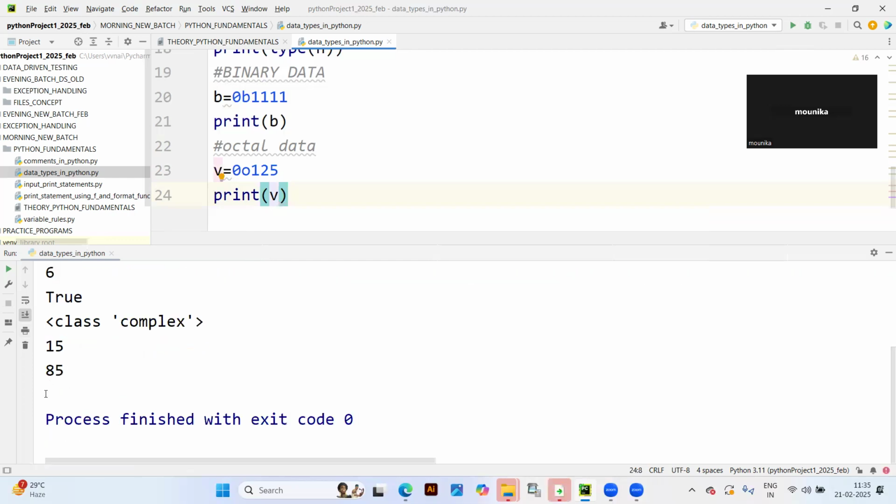85 is the decimal data, which is equivalent to 125. 125 is an octal data, which is equivalent to decimal 85. It is a mathematical conversion that takes place: binary to octal, octal to binary, binary to decimal, decimal to hexadecimal, hexadecimal to binary. You can refer to certain things from Google where this type of mathematics is involved.